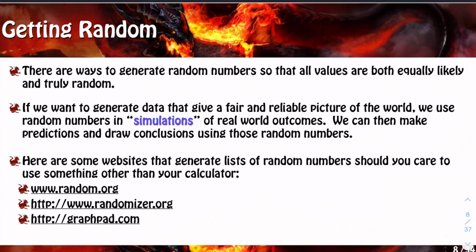So there are ways to generate random numbers so that all values are both equally likely and effectively random. If we want to generate data that give a fair and reliable picture of the world, we use random numbers in simulations. So this is our key word for the whole chapter for real-world outcomes.